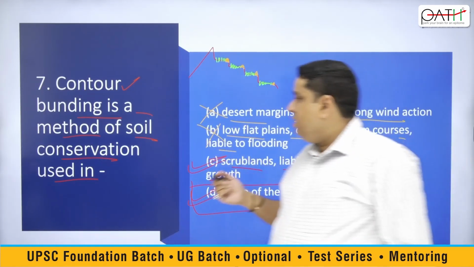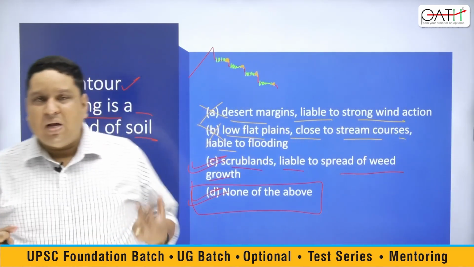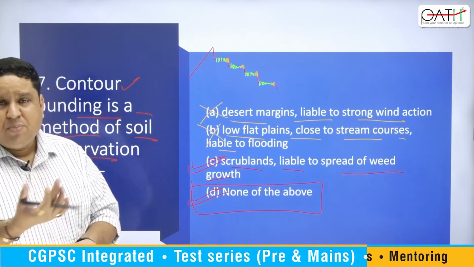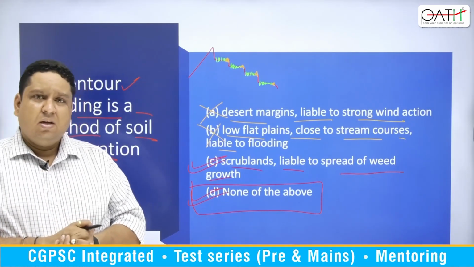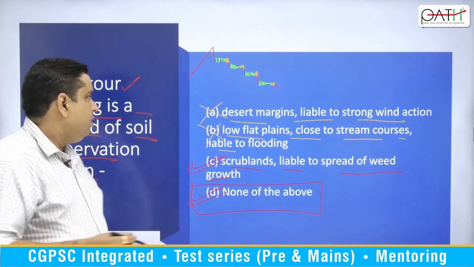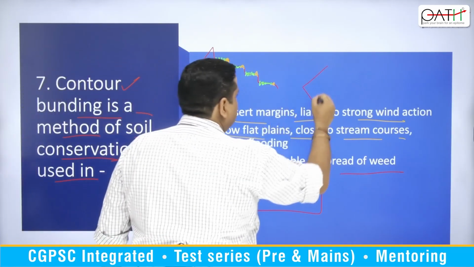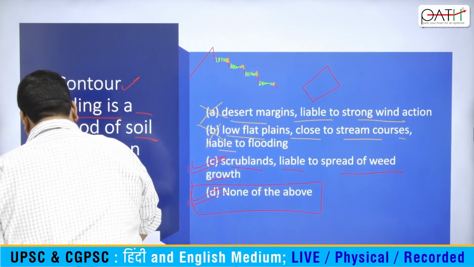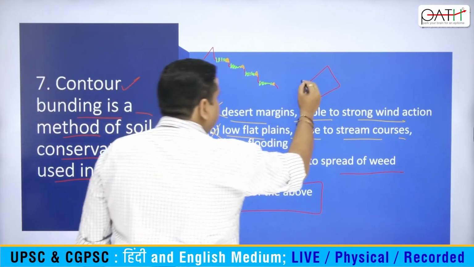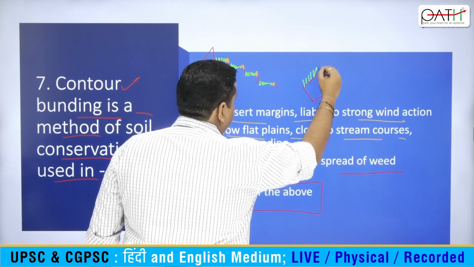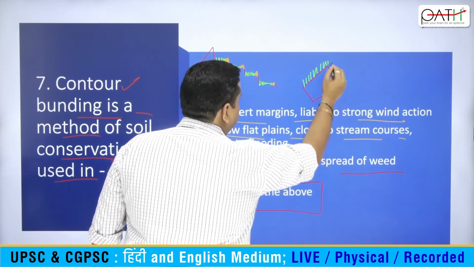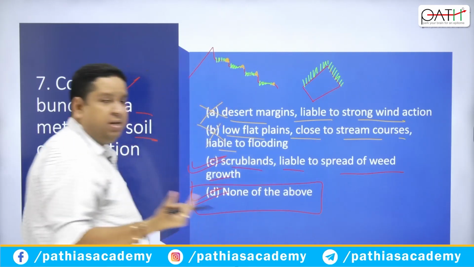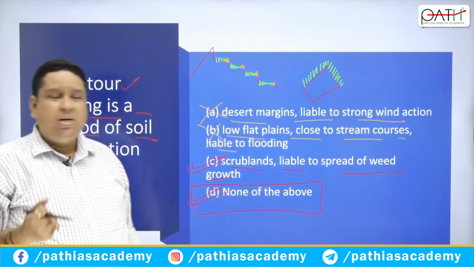So contour bunding is a topic which is mentioned in soil conservation. In soil conservation, there are different methods like shelter belt. Shelter belt, like for example, there is a field. In the surrounding of this field, there will be large trees surrounding it in order to protect this field from soil erosion by the action of wind.